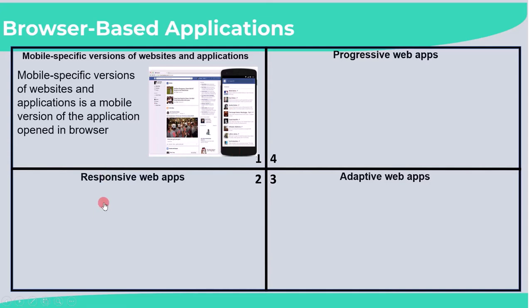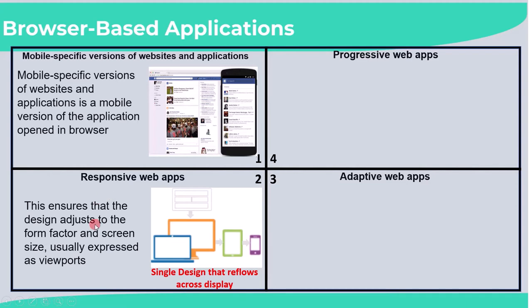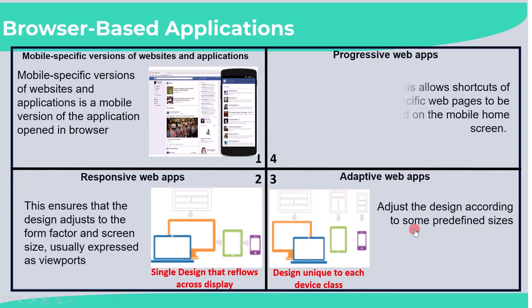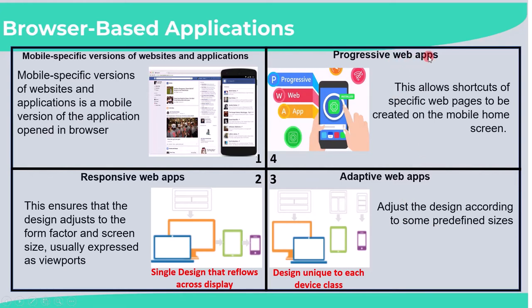The second one is responsive web apps. This ensures that the design adjusts to the form factor and screen size, usually expressed as viewports. The third one is adaptive web apps, which adjust the design according to some predefined sizes. The last one is progressive web apps. This allows shortcuts of specific web pages to be created on the mobile home screen.